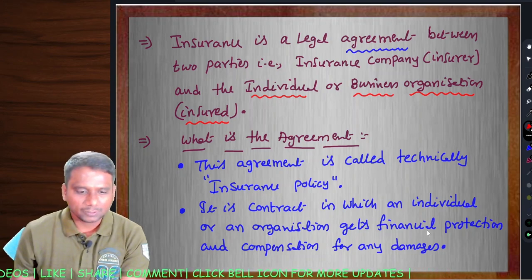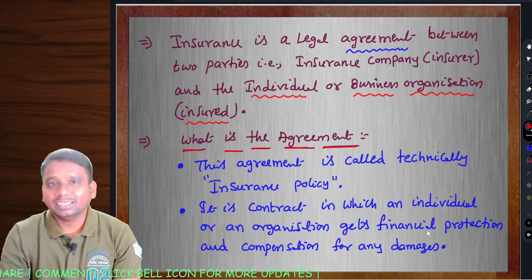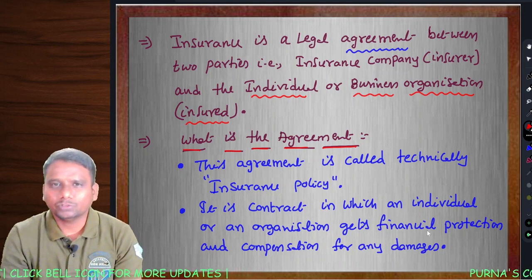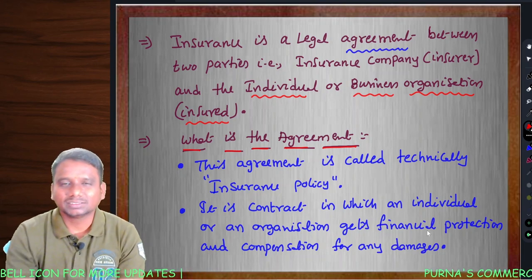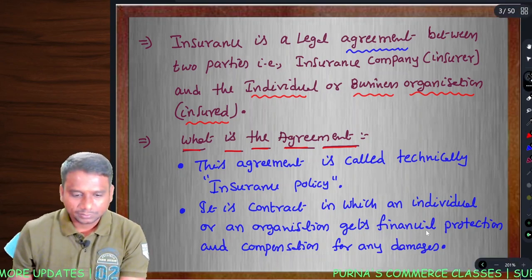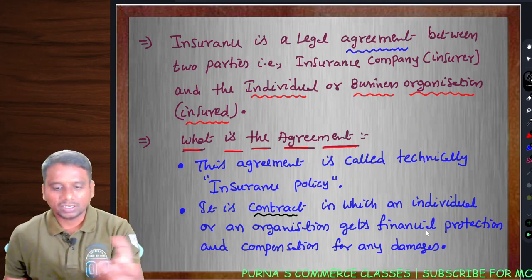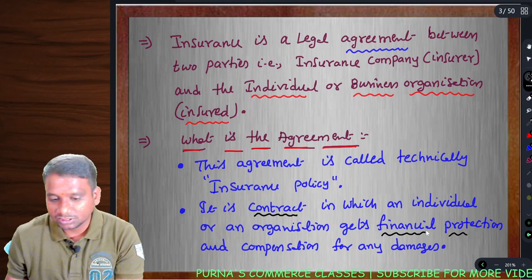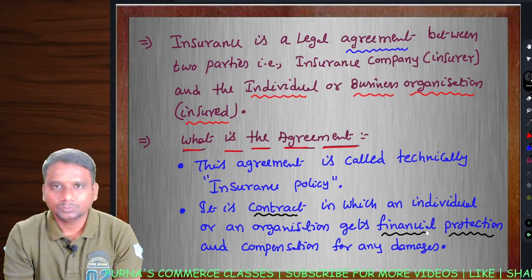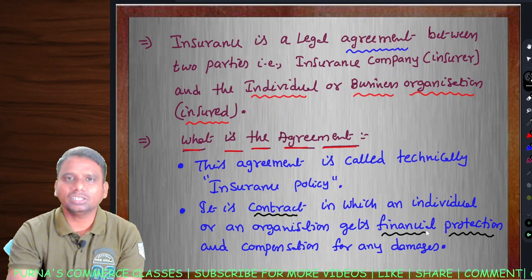Now we try to understand what the agreement is. In technical language, this agreement is called an insurance policy. From the insurance business point of view, this agreement is called an insurance policy. It is a contract in which an individual or an organization gets financial protection. Do remember, students, financial protection and compensation for any damages. If anything happens, then the insurance company pays some compensation. Anything happened means any financial loss suffered.